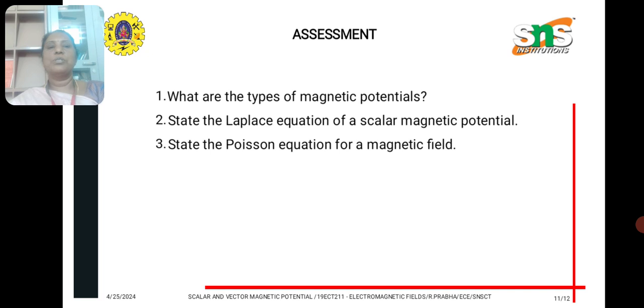And assessment questions: the types of magnetic potential, the Laplace equation for scalar magnetic potential, and the Poisson equation for magnetic field.